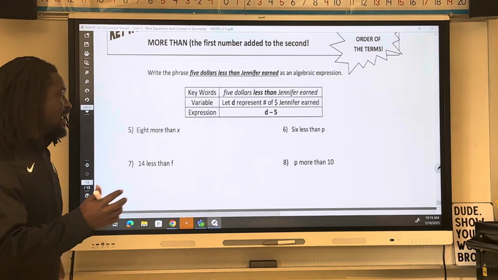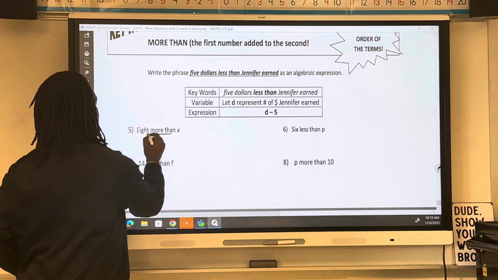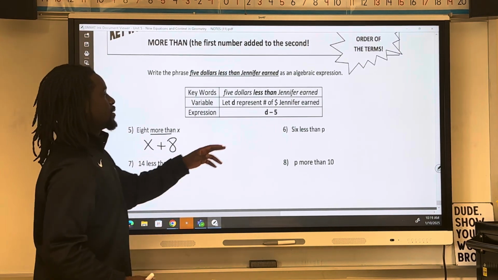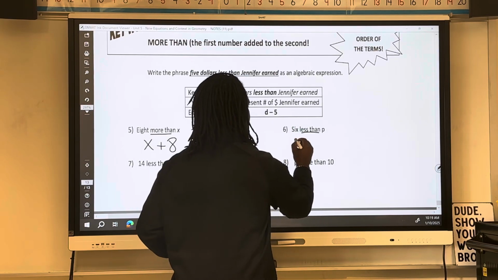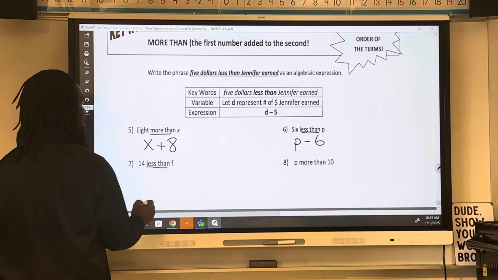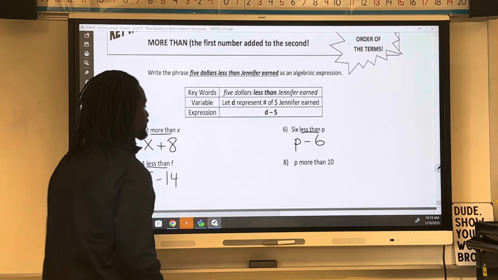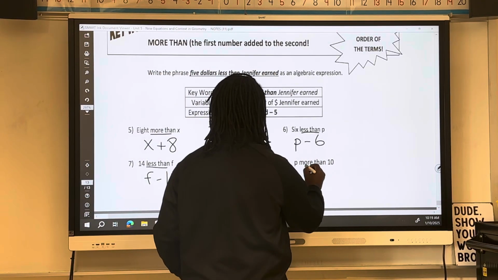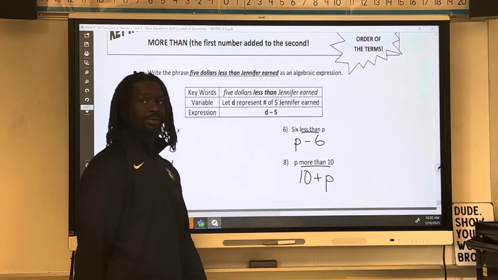8 more than X. Again, more than indicates I need to flip it. So I'm going to flip. It is going to be X plus 8. 6 less than P. I have to flip it because of less than. So it's going to be P minus 6. 14 less than F. I got to flip it. It is F minus 14. And then lastly, P more than 10. More than, I got to flip it. So it's 10 plus P.